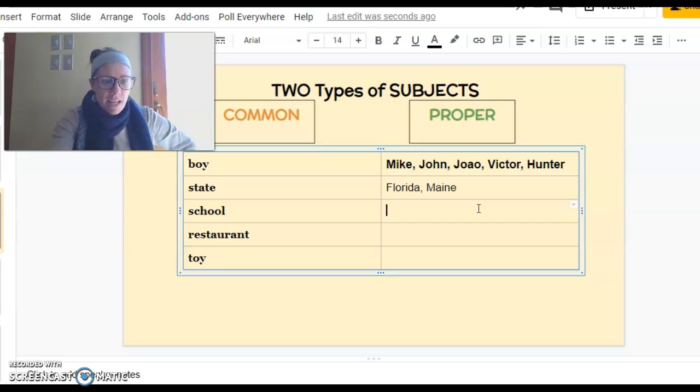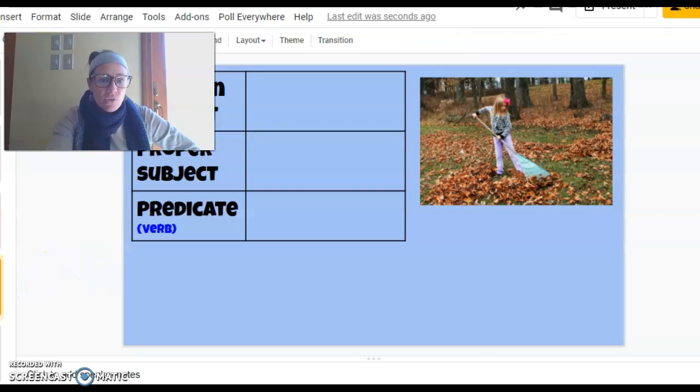So your job today is going to be on your whiteboard to list out all the schools you can think of and put a capital letter. Then do restaurants and toys. And then we have some different slides for you to look through.